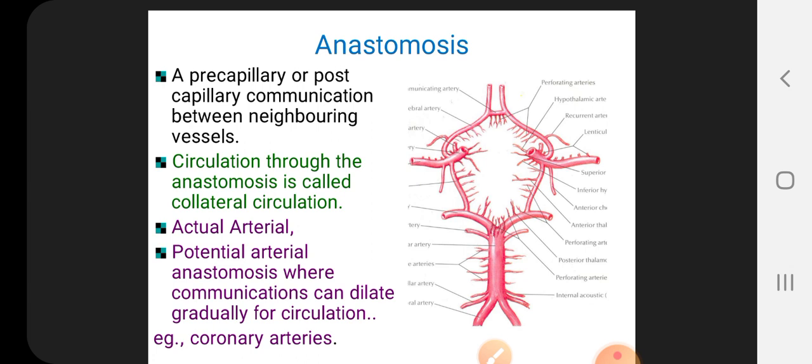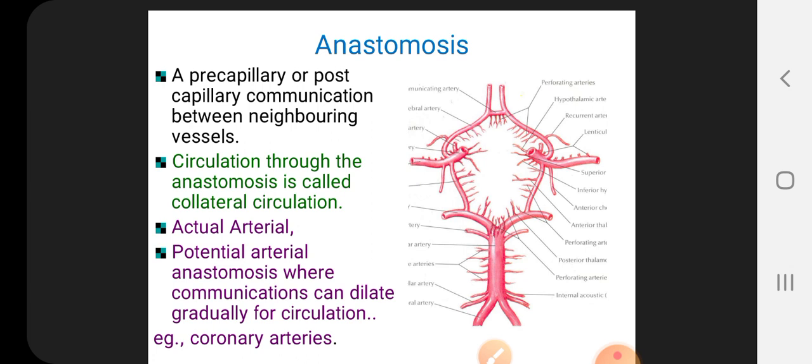Capillaries are of 2 types, continuous capillaries and fenestrated capillaries. Again, a vein has 3 layers. The thickest layer is the tunica adventitia. Next we'll go and see what is called anastomosis.